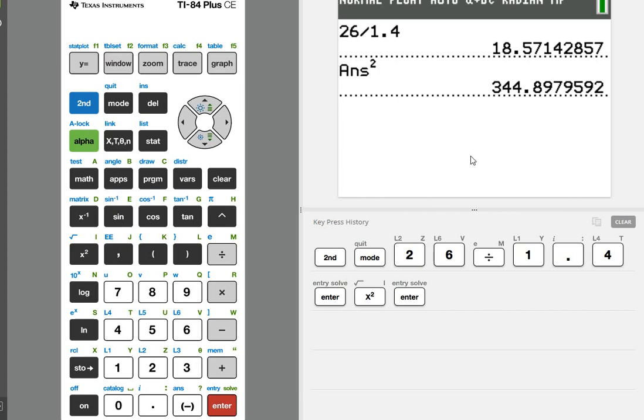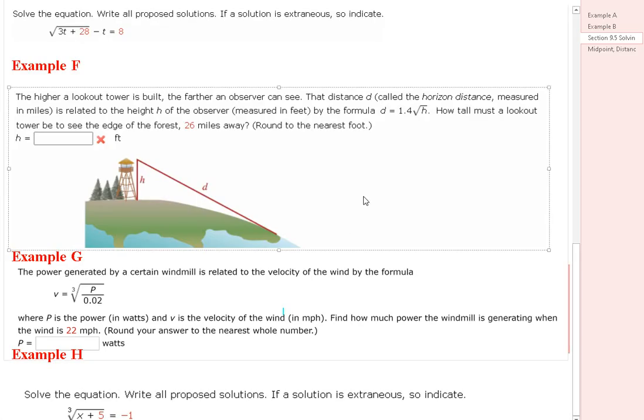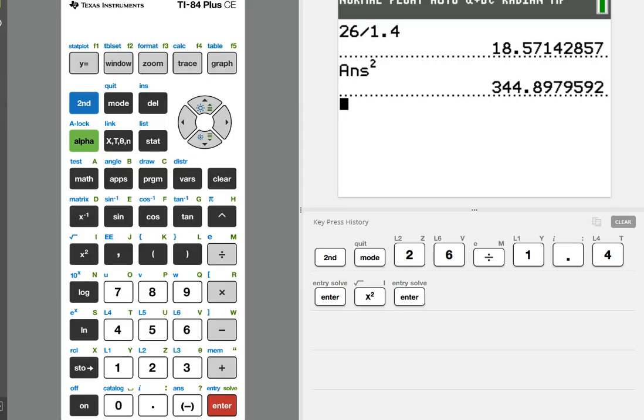So square both sides, and that tower should be about 344.9. Do pay attention to the problem. They want you to round to the nearest foot. So if I get 344.89 rounded to the nearest foot, that's going to be 345 feet.